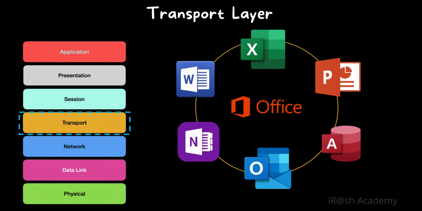Each of these applications is used for a different purpose. For example, Microsoft Word is used for document creation. Microsoft Excel is used for spreadsheets. PowerPoint is used for presentations. OneNote is used to create notes. Microsoft Outlook is used for email communication. And Access is used for databases. So Microsoft Office itself contains multiple applications, and each application is used for a different purpose.